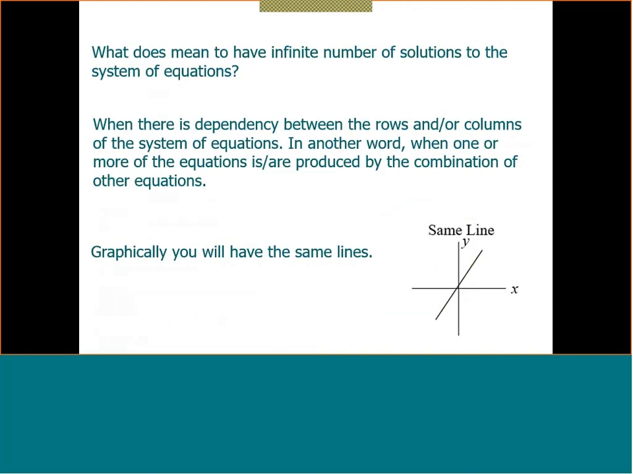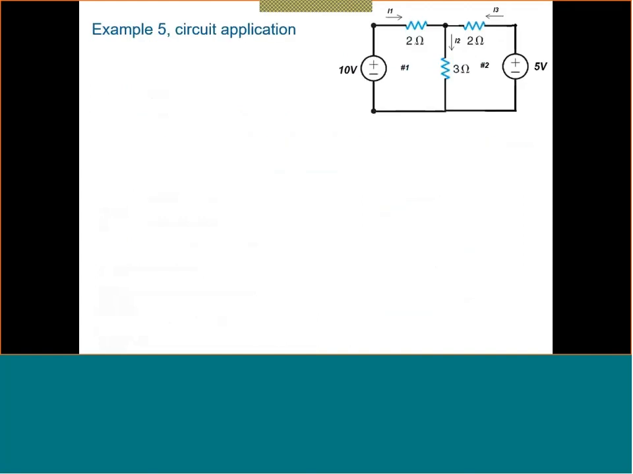Then this is what we say, we have an infinite number of solutions. And when will this happen? When, for example, you produce two equations that are actually the same equation, but you just multiplied by certain factors. So it's basically the same equation. There is no difference between these two equations.